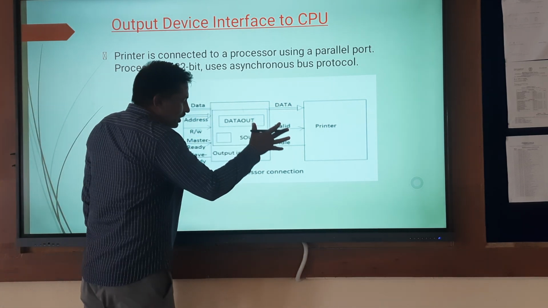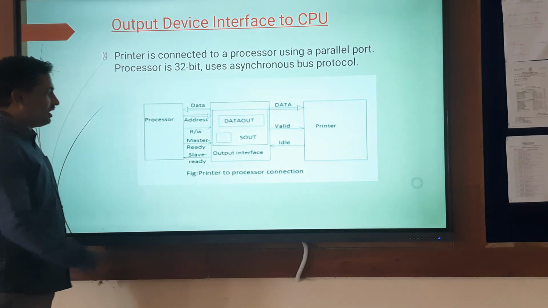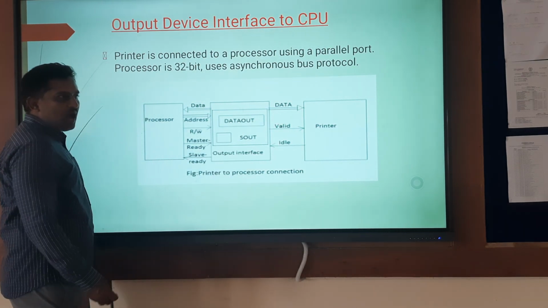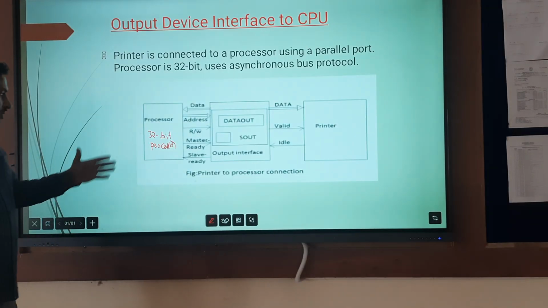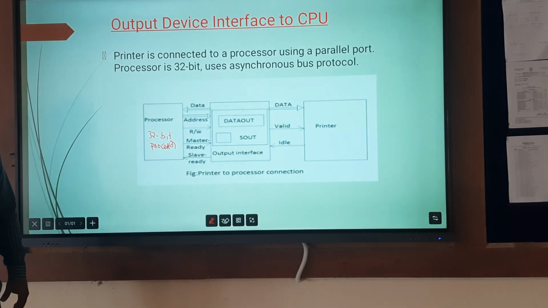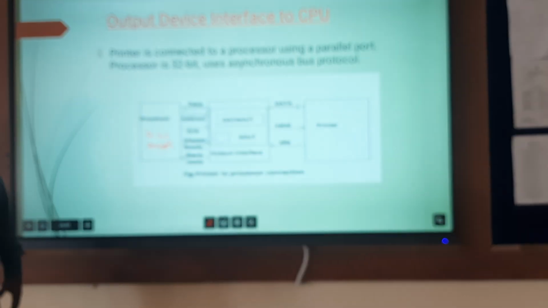Before I establish the communication between the processor and the printer, I am going to consider some assumptions. The first one is that my processor is a 32-bit processor. What it means is that it can accept 32 bits of data at a time. That is the first assumption I am considering for establishing the communication between the processor and the printer.